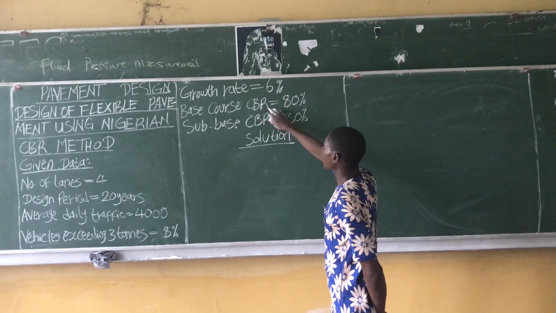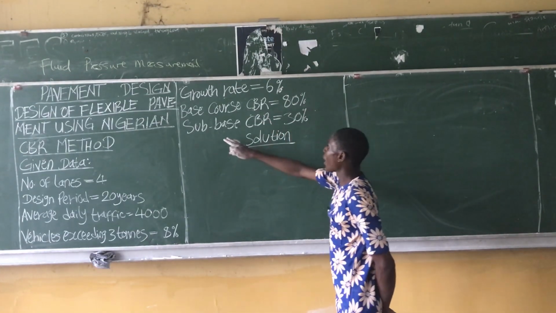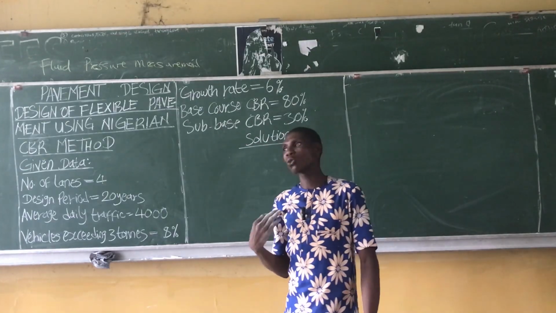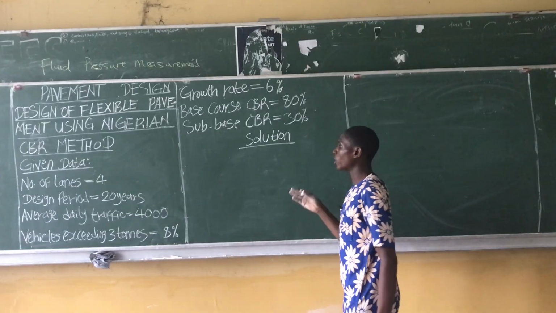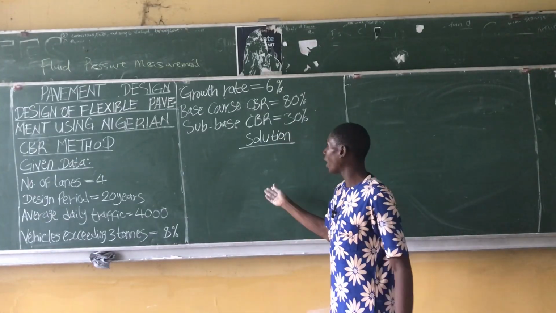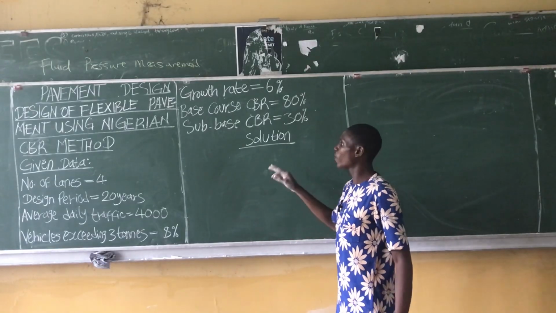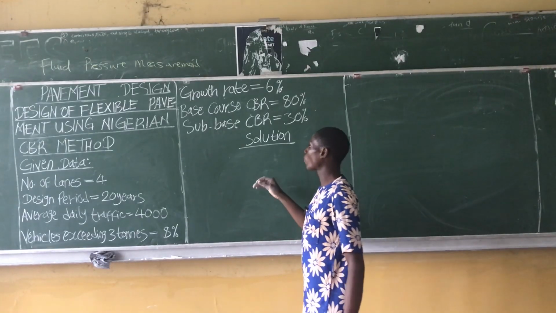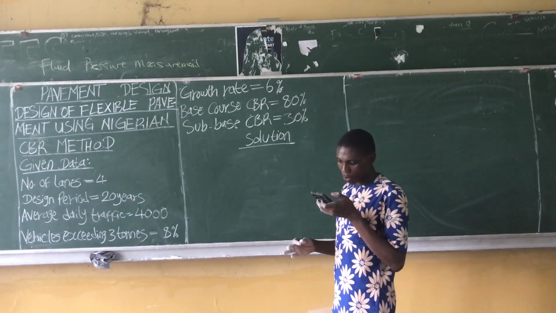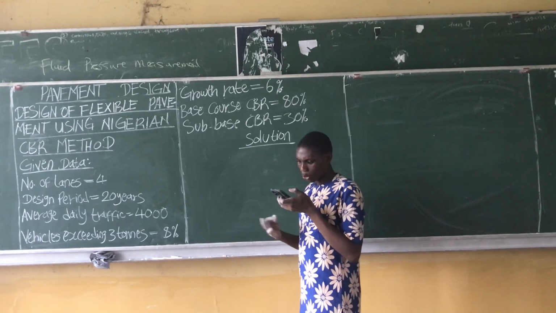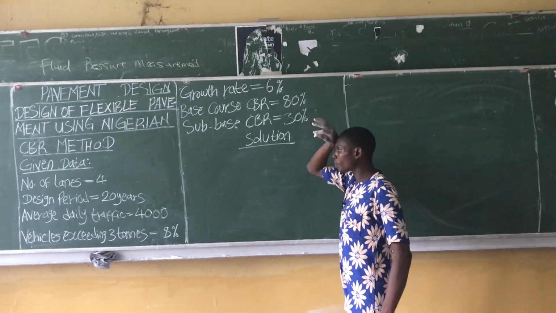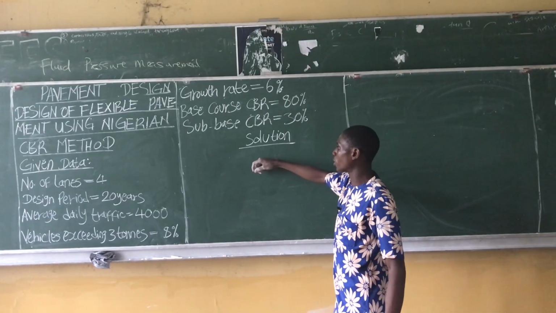For our base course, we have the CBR to be 80%. We have our sub-base CBR to be 30%. So in order for us to design our pavement, we need to get the CBR value for our subgrade, which is our natural earth. The first thing to do is to determine the CBR value for our subgrade. From the problem, we are given several CBR values that we have obtained through the test carried along the proposed highway. So what we have to do now is to obtain the CBR value for our subgrade.